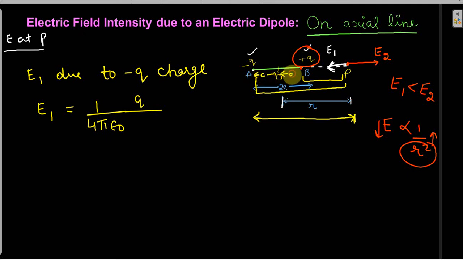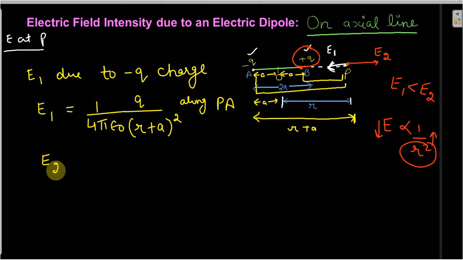You can divide 2A into A and A. So in total this will be R plus this portion A. So R total is R plus A. Okay, so we can write R plus A whole square. And what is the direction? The direction of E1 is along P to A, because the arrow for the negative Q charge is along P to A, not A to P. For E1 it is along P to A.